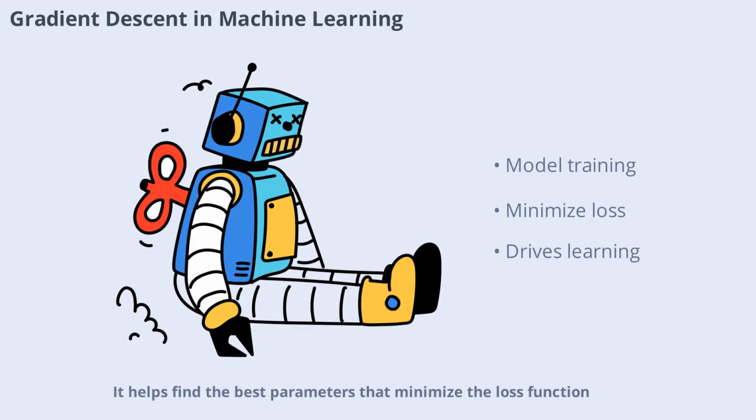Gradient descent is widely used in machine learning to train models. It helps find the best parameters that minimize the loss function, which measures how well the model predicts the data. From linear regression to deep neural networks, gradient descent is the engine that drives learning.